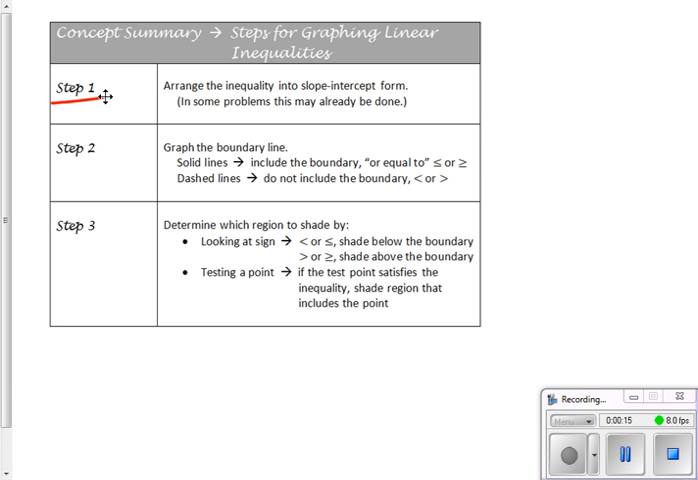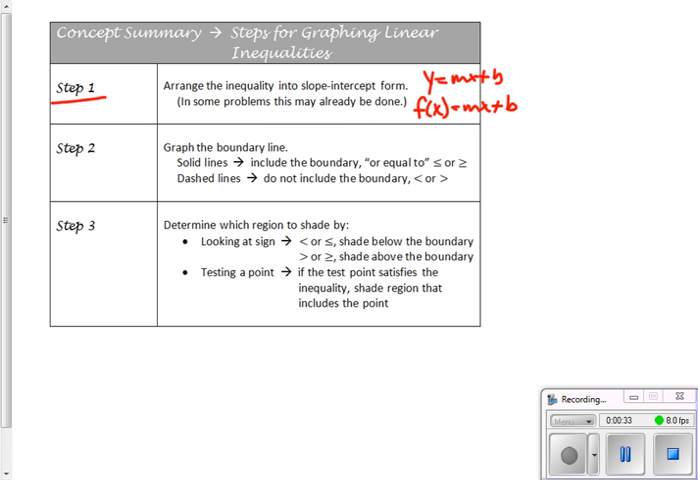So that is your y equals mx plus b form, or it would be f of x equals mx plus b form. That's the form it needs to be in. That's the first step. Step 2 is a critical step. It says graph the boundary line.